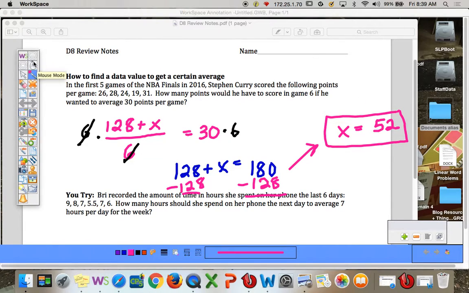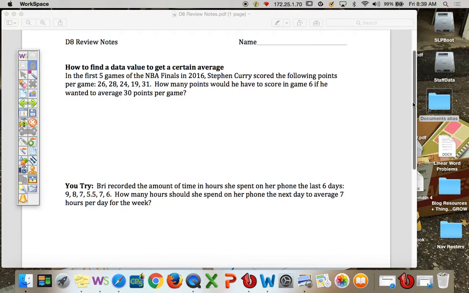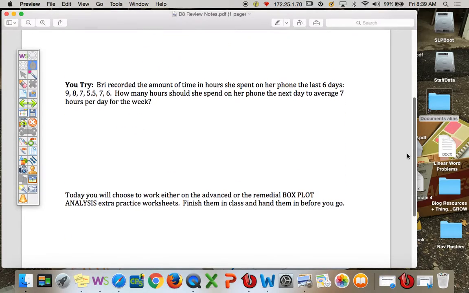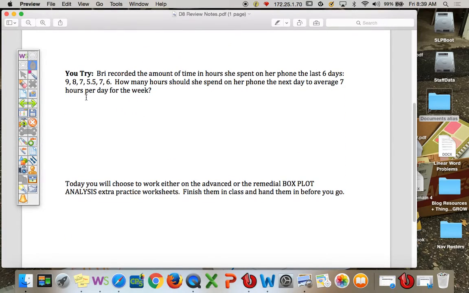Let's try it one more time. Let's say Bree recorded the amount of time in hours she spent on her phone the last 6 days: 9 hours, 8, 7, 5.5, 7, and 6. How many hours should she spend on her phone the next day to average 7 hours per day for the week? So we have 1, 2, 3, 4, 5. We have 6 days. Let's add up those 6 days.